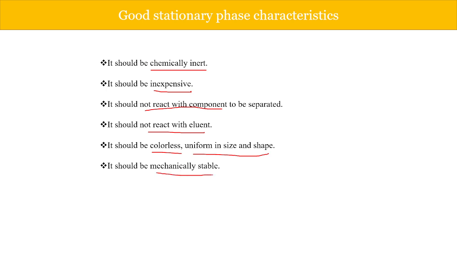Like when we start to elute, it might happen that your stationary phase starts to shed or leak your protein. That should not be happening. It should be mechanically stable. It should not react with your eluent, your proteins or the macromolecules, and it should be chemically inert. Along with it, it should be inexpensive.